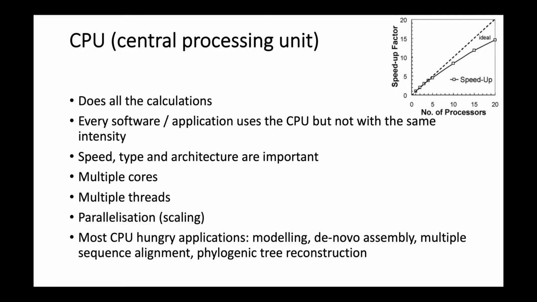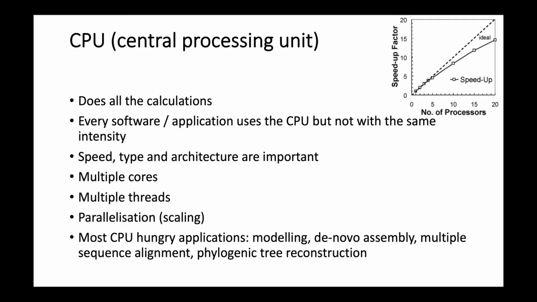So let's start with the CPU, which is the central processing unit. That's the thinking part of the computer that does all the calculations. And of course, every software and application uses the CPU, but not with the same intensity. What you have to know when you do bioinformatics about the CPU of the computer you are working on is the speed, the type, and the architecture.